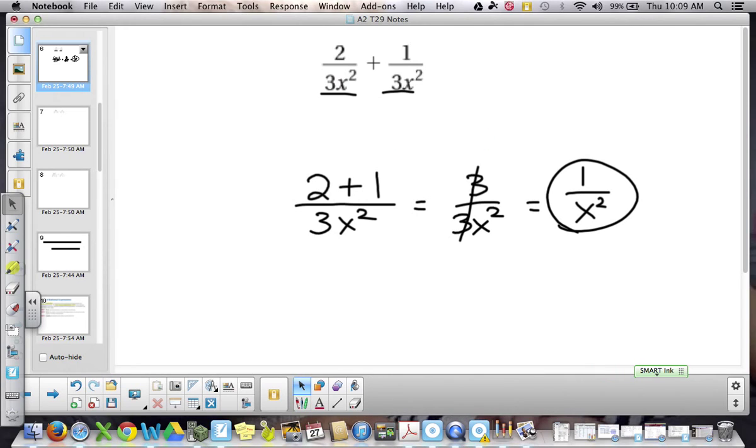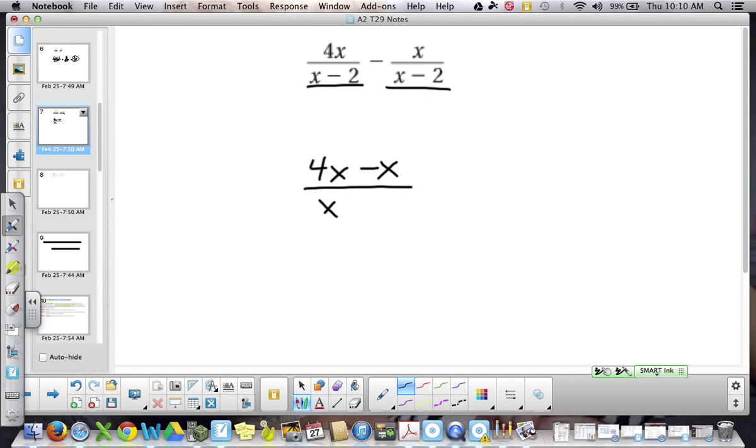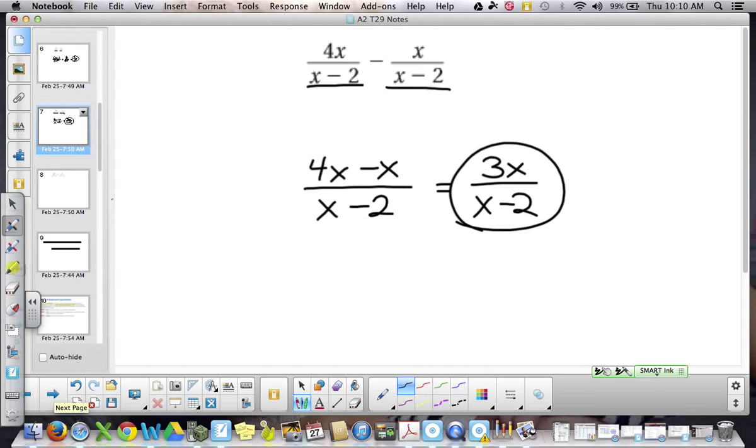All right, try this one. Again we have the same denominator, so we're going to just subtract those numerators, 4x minus x over x minus 2. So 4x minus x is going to be 3x over x minus 2. And again, there's nothing we can do to simplify that. X minus 2 in the denominator is a prime polynomial, it doesn't have any factors.